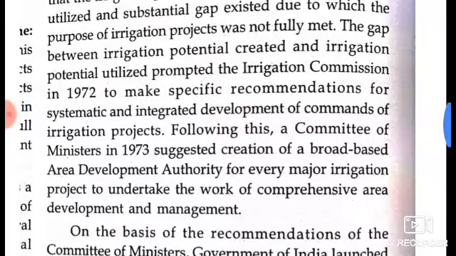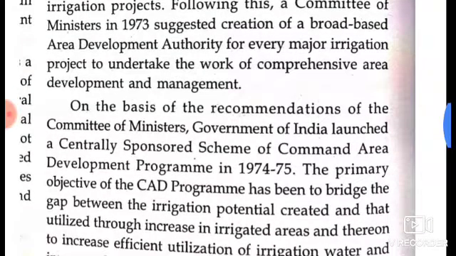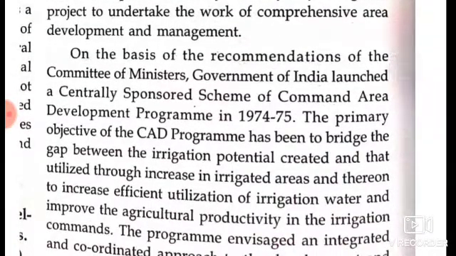The committee of ministers suggested creation of a broad-based area development authority for every major irrigation project to undertake the work of comprehensive area development and management. On the basis of the recommendations of the Committee of Ministers, the Government of India launched a centrally sponsored scheme of the Command Area Development Program in 1974-75.